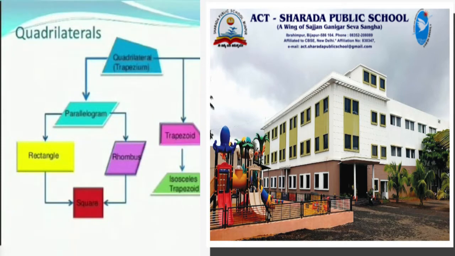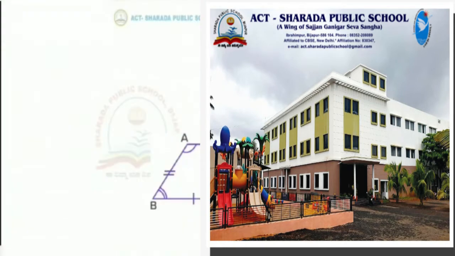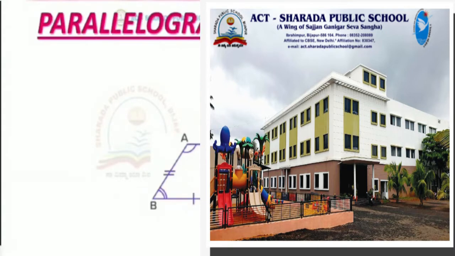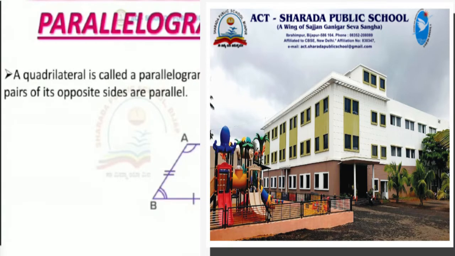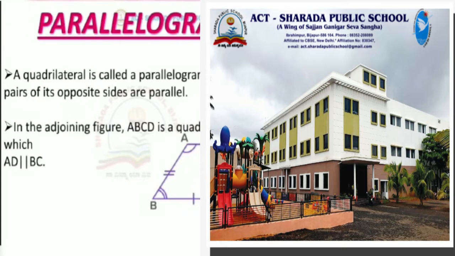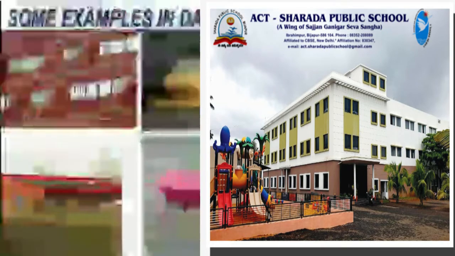The special types of quadrilaterals are parallelogram, rectangle, rhombus, square, trapezoid and kite. So our first shape is parallelogram. A quadrilateral is called a parallelogram if both pairs of its opposite sides are parallel. In the given figure, ABCD is a quadrilateral in which AD is parallel to BC. So ABCD is a parallelogram.